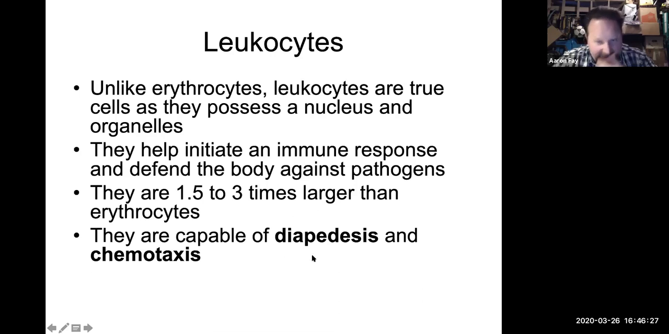Diapedesis, this is a fancy sounding word. What diapedesis means is when a cell that's circulating around in your vessels leaves the blood vessel and enters the surrounding tissue. So if this is the wall of your blood vessel, these white cells can wiggle their way out and exit your circulatory system and enter your tissue.